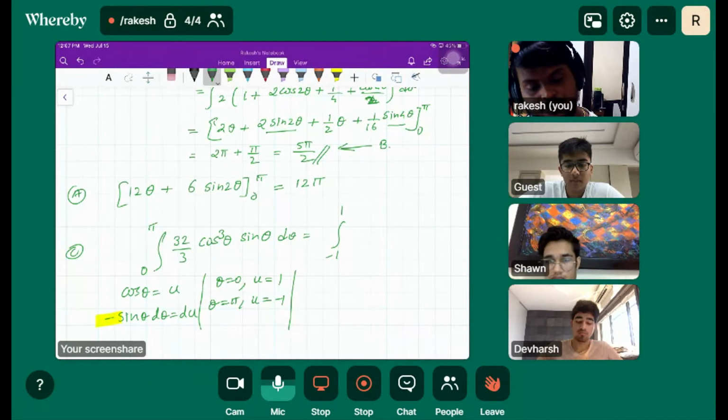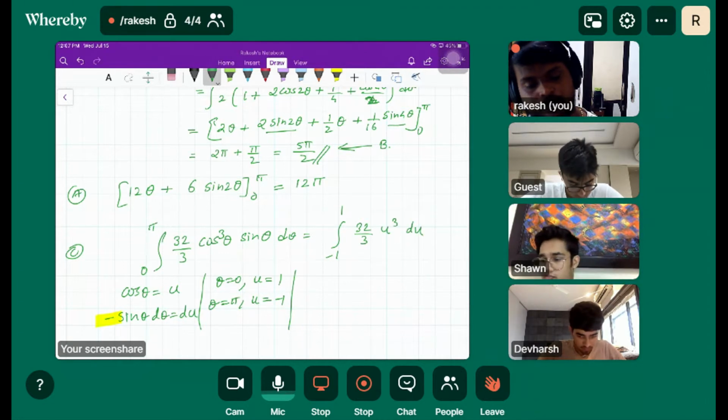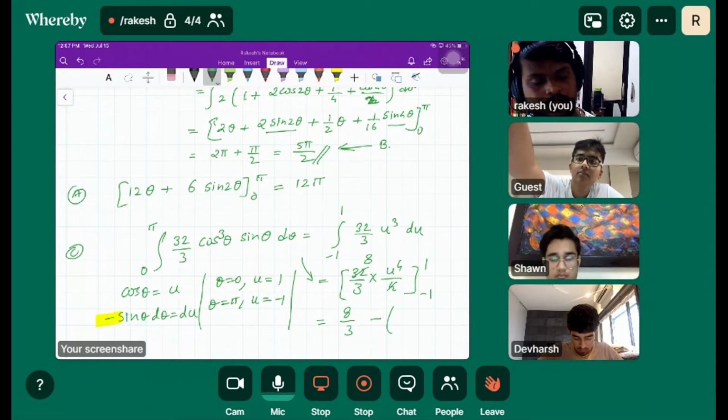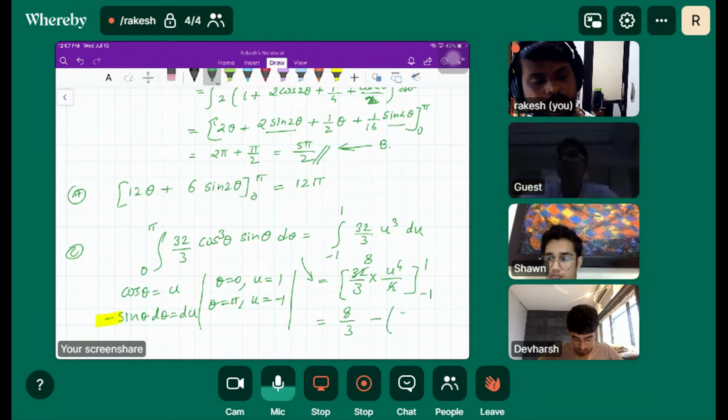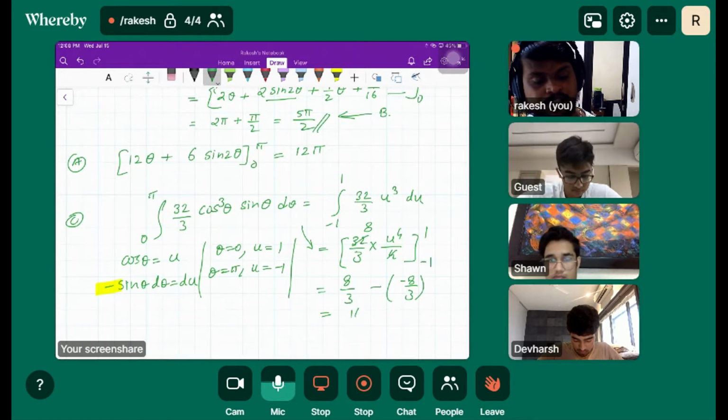So from minus 1 to 1, 32 by 3 u cube du. So that is equal to 32 by 3 times u to the 4 by 4, from minus 1 to 1. 32 divided by 4 is 8, so 8 by 3 times 1 minus 8 by 3. So that is equal to 16 by 3.